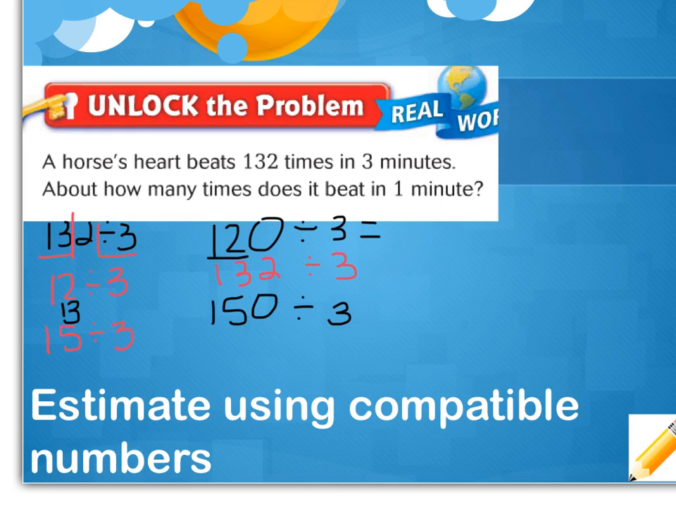120 divided by 3 is 4, with the 0 for 40, and 150 divided by 3 is 5, with the 0 for 50. Now, 132, is it closer to 120 or 150? It's a little bit closer to 120. So the best estimate in this case would be about 40, but the answer would be between 40 and 50. Go ahead and copy this example into your notes as well.